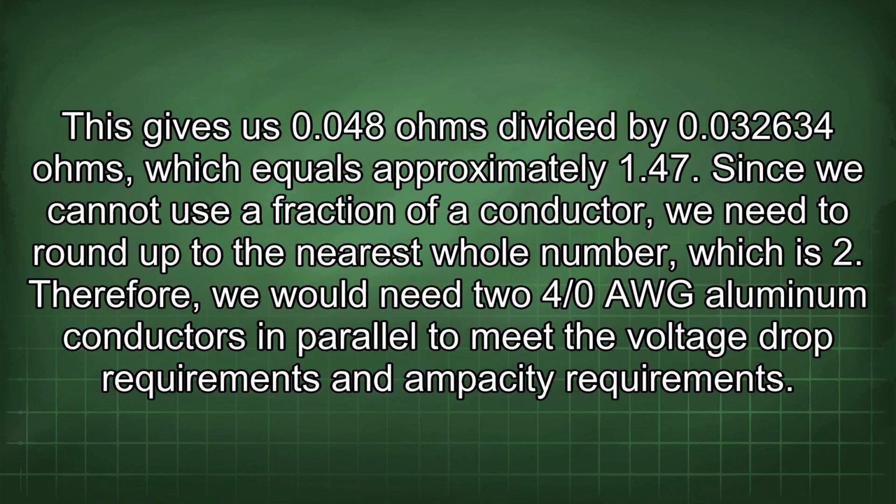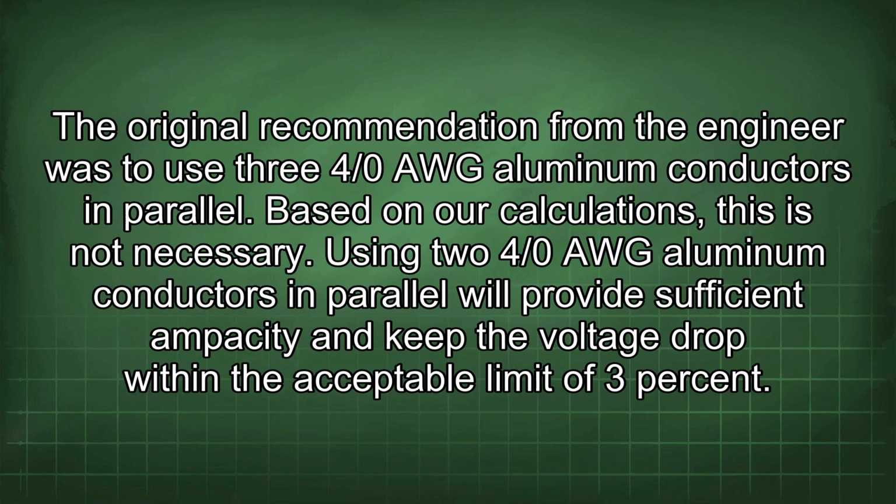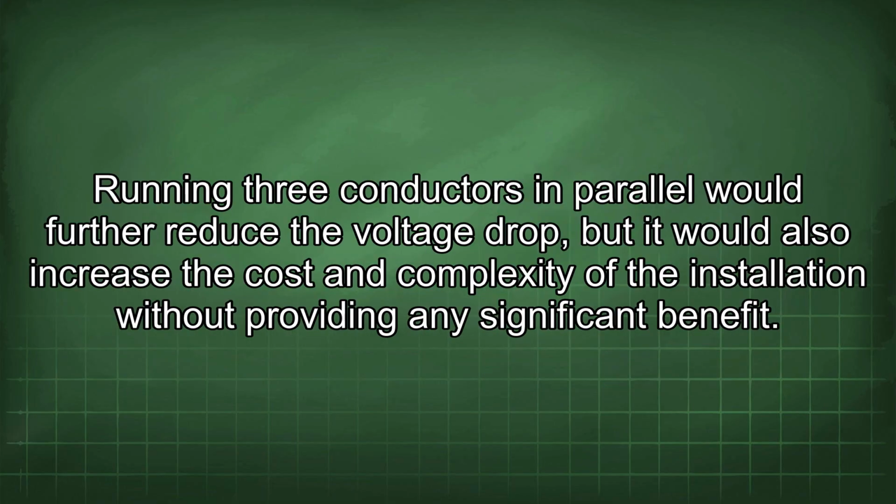ampacity requirements. The original recommendation from the engineer was to use three 4/0 AWG aluminum conductors in parallel. Based on our calculations, this is not necessary. Using two 4/0 AWG aluminum conductors in parallel will provide sufficient ampacity and keep the voltage drop within the acceptable limit of 3%. Running three conductors in parallel would further reduce the voltage drop, but it would also increase the cost and complexity of the installation without providing any significant benefit.